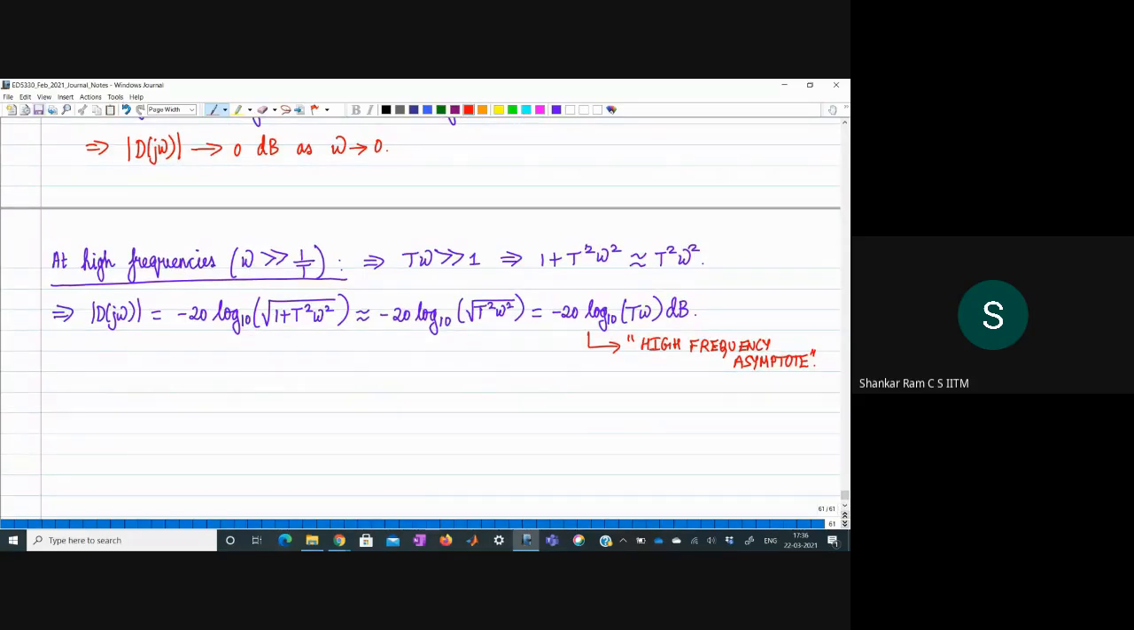All right. So immediately we can see that this high frequency asymptote is a straight line with a slope of minus 20 decibels per decade, right? So this high frequency asymptote is a straight line with a slope of minus 20 decibels per decade. How did I state this? Can you reason out how I stated that the slope of the high frequency asymptote will be minus 20 decibels per decade?